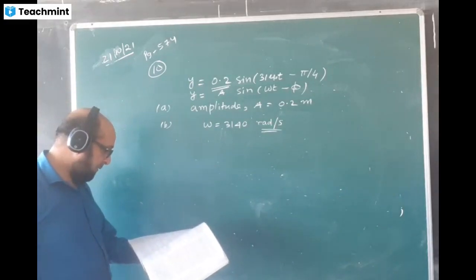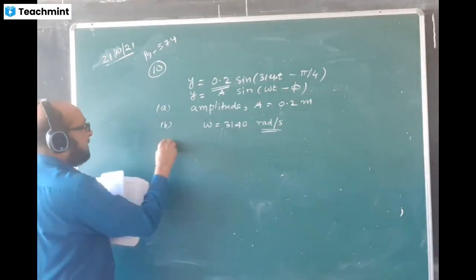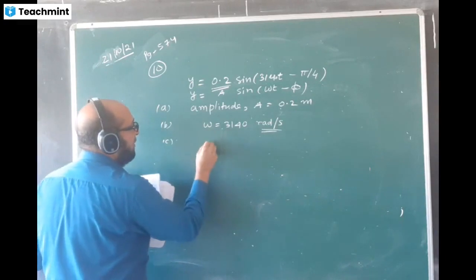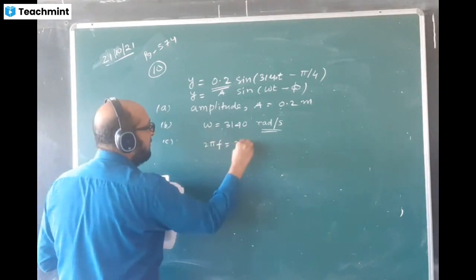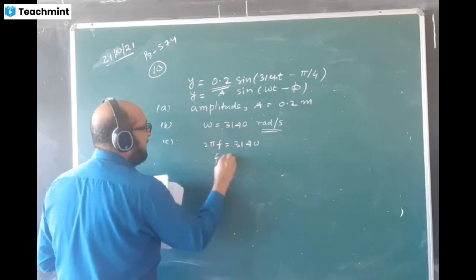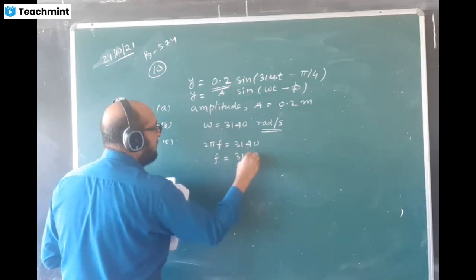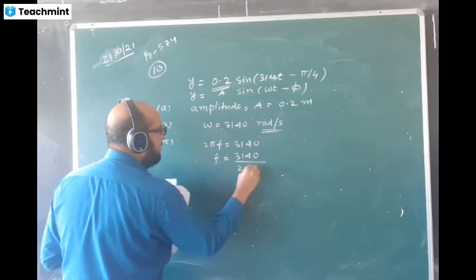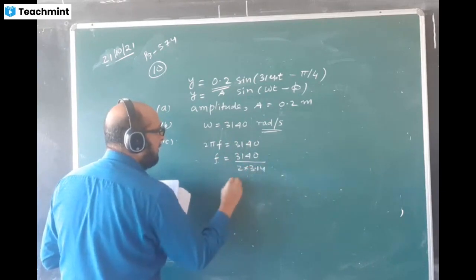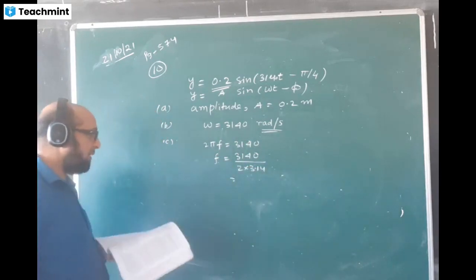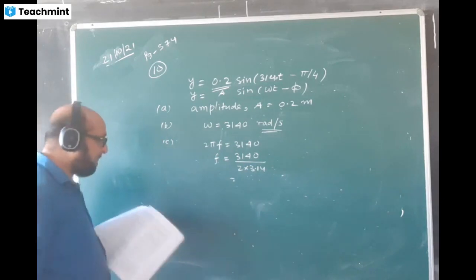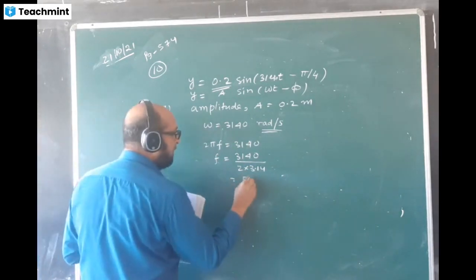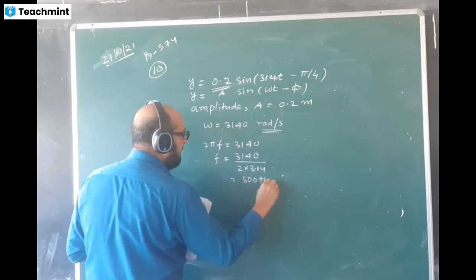Okay, now next one, find frequency now. Third part, we are asking frequency. That's why you will be writing omega below, write 2 pi f is equal to 3140. F value will come 3140 divided by 2 pi. Pi value will take 3.14. And now do the calculation. Answer will come 500 hertz.